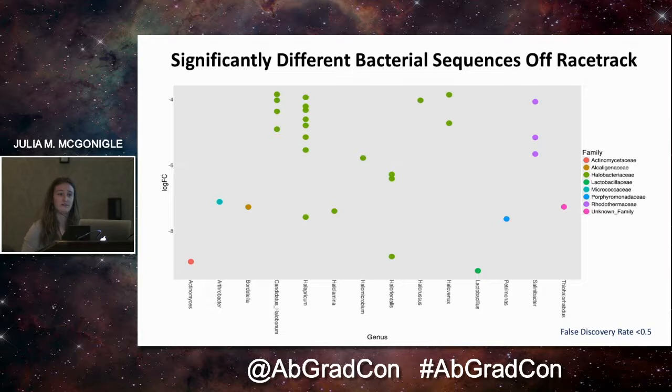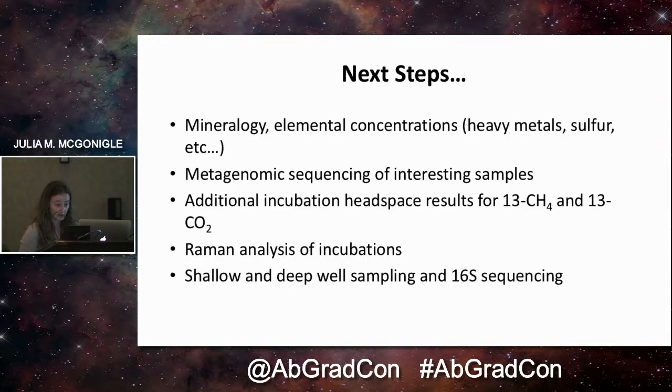that we found a little bit of differences that might indicate human impact, and I'm going to look into it a little bit further, as well as do some of these other things, like make some more comparisons to, are there differences in these pits in mineralogy, elemental concentrations like heavy metals and sulfur. As I mentioned before, we're going to metagenomically sequence some of these samples to get an idea of what genes are present and link that back to the incubation data. And then I have some additional headspace results that are going to come in from all of those incubations. And I'm going to do the Raman single-cell sorting of these samples.